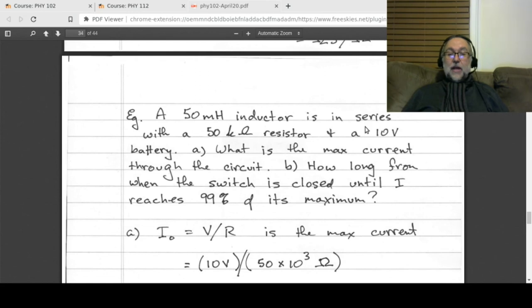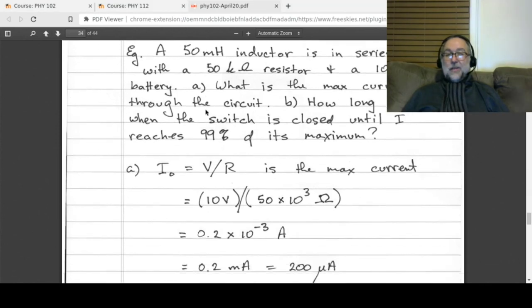Here we have a 50 millihenry inductor in series with a 50 kilo ohm resistor and a 10 volt battery. What is the maximum current? Well, for the maximum current, it's like the inductor isn't even there. Once the B field has been built up and the current has reached its maximum, the inductor's happy. It says, well, there's a current going through me, and it's not increasing, it's not decreasing. And as long as the current stays the same, the inductor says fine.